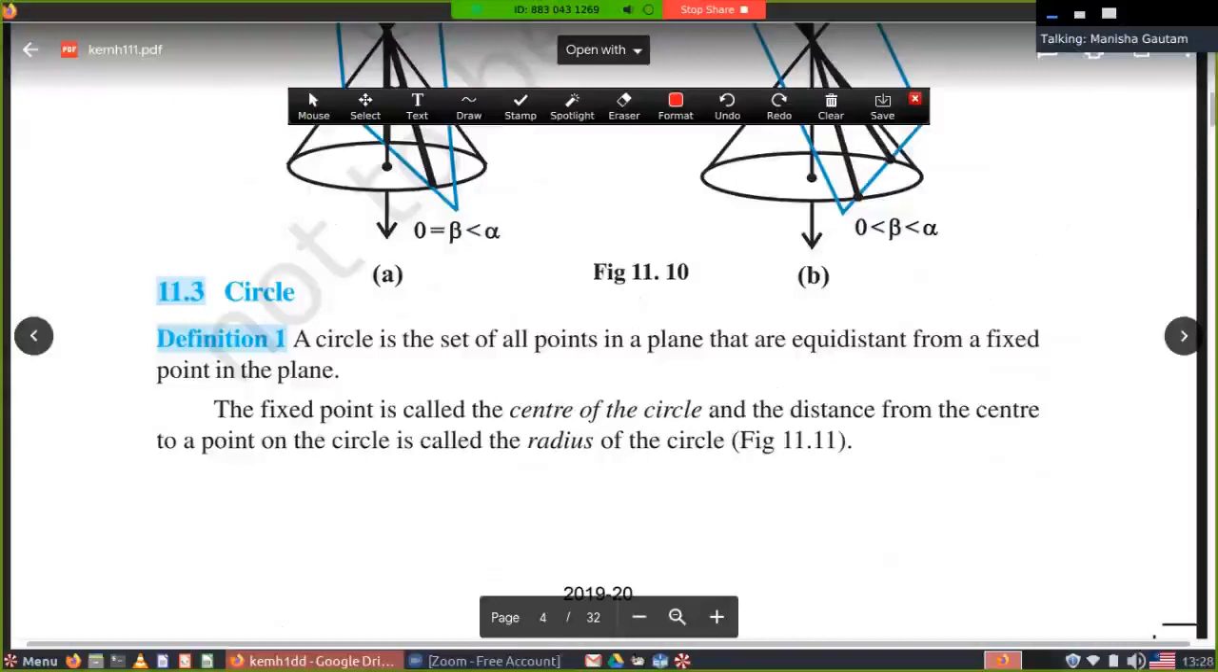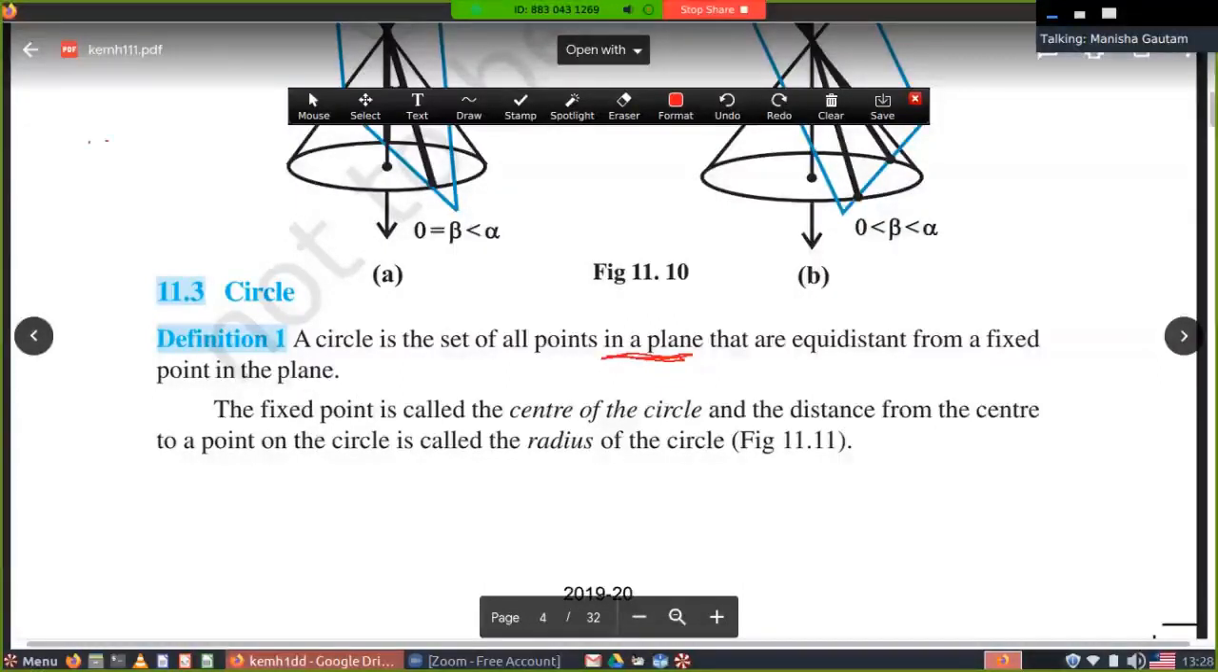Here is a circle. The definition of a circle we have studied in class 6. It is the same definition, but you can understand it through new words. A circle is the set of all points in a plane that are equidistant from a fixed point in the plane. It means we are talking about a two-dimensional figure.